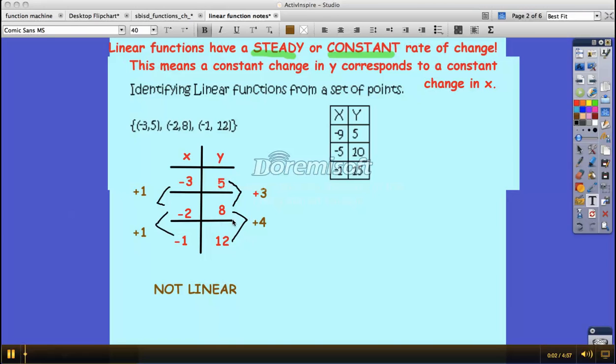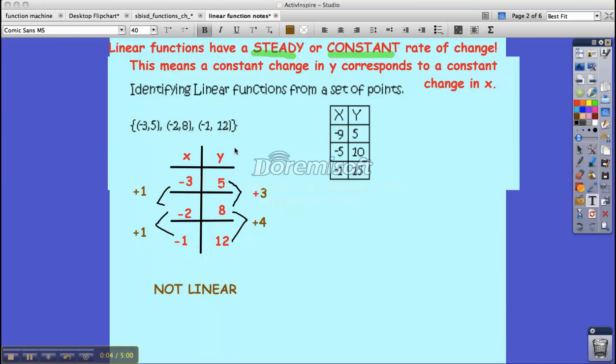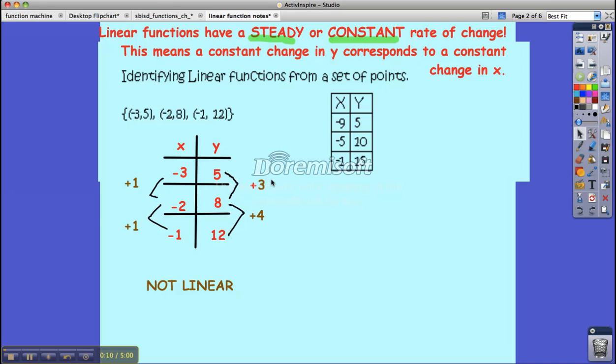I kind of rushed at the end of that one because I was running out of time on the other video, so I want to make sure that we're on the same page. So if we look here, the rate of change, or the change in y, was plus 3 compared to plus 1, and then plus 4 compared to plus 1. So the change in x stayed the same, but the change in y changed, so that's not steady or constant, so that's why this does not represent a linear function.